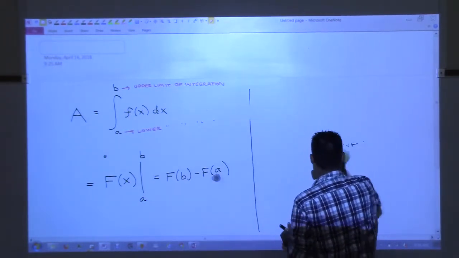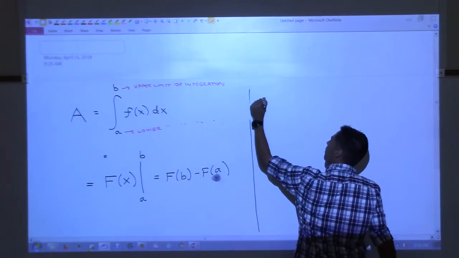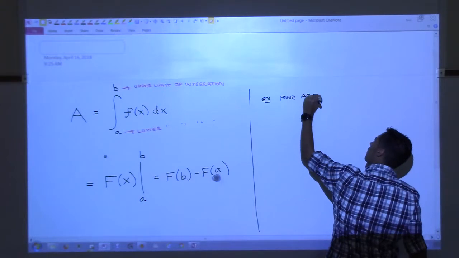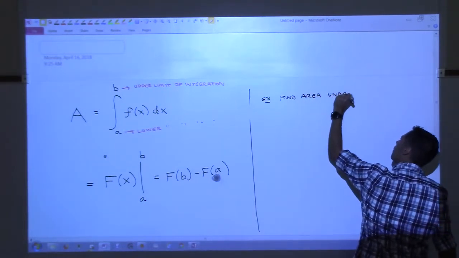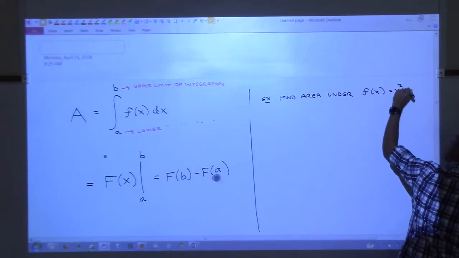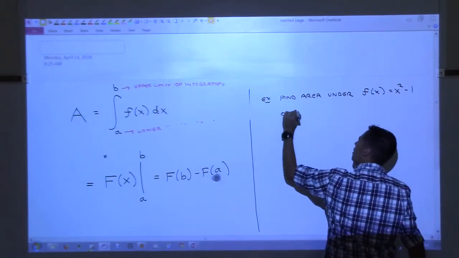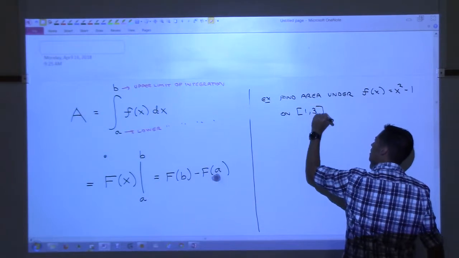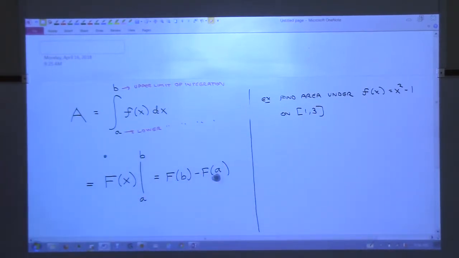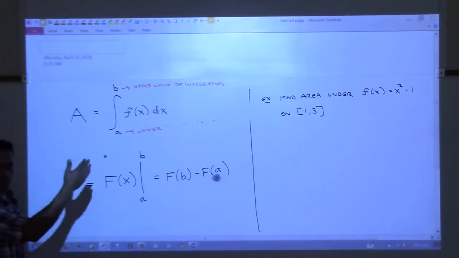So here it is. Example. Find the area under f of x equals x squared minus 1 on the interval 1, 3. What's the answer? 20/3, right? But let's see how we can get that without the Riemann sums. That's the same problem we just did.